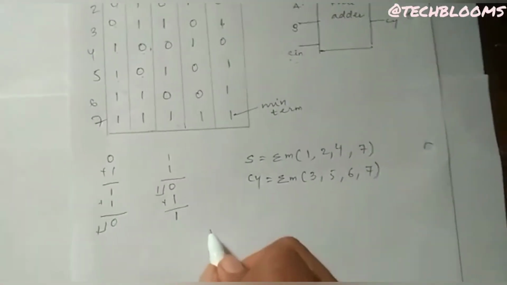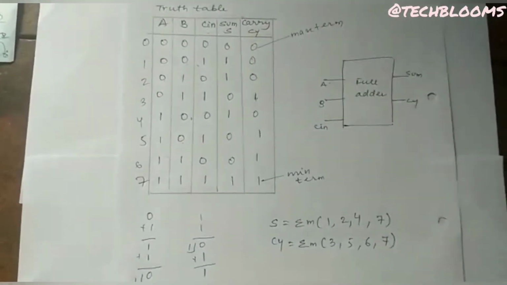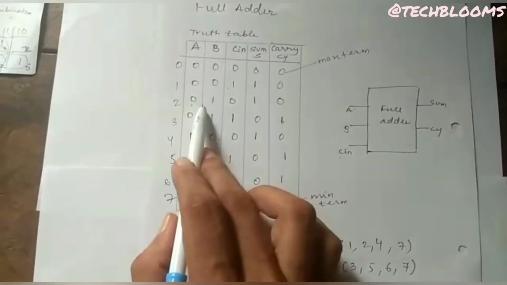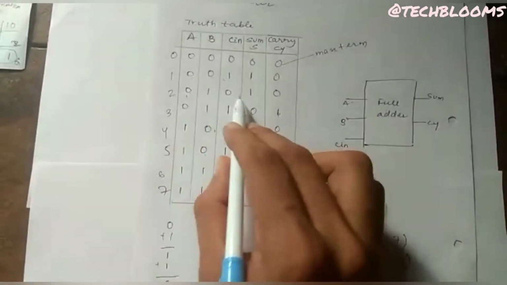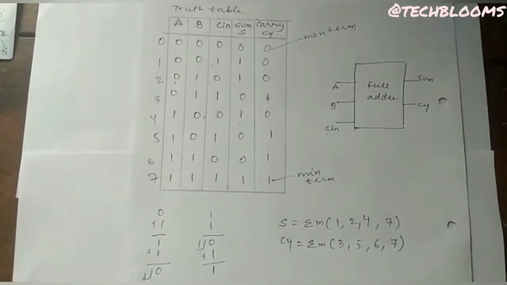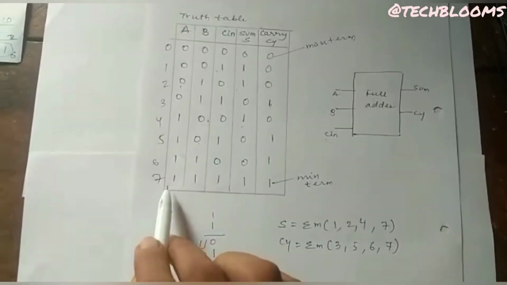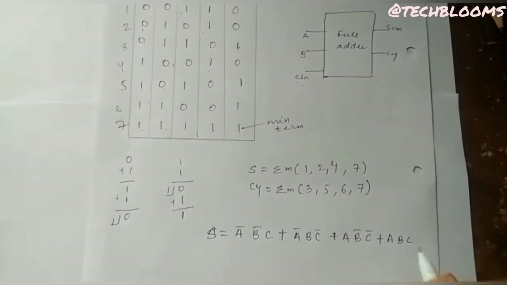So now from this, sum will be, for the 1s: A bar, B bar, C plus, for the next, A bar, B, C bar, then for this A, B bar, C bar plus, for 4 and now 7, A, B and C.